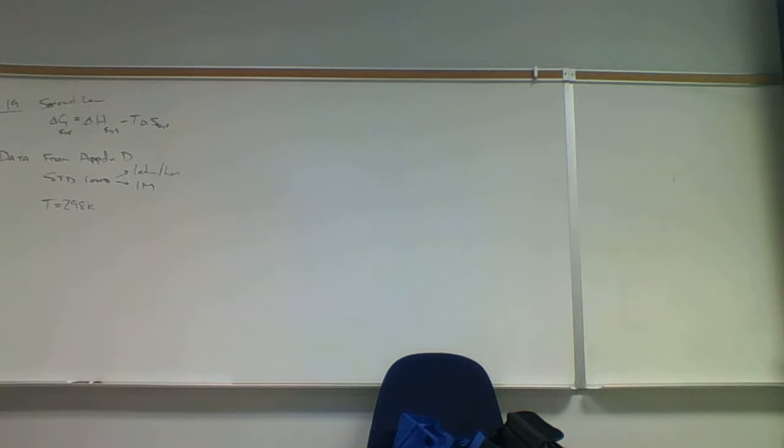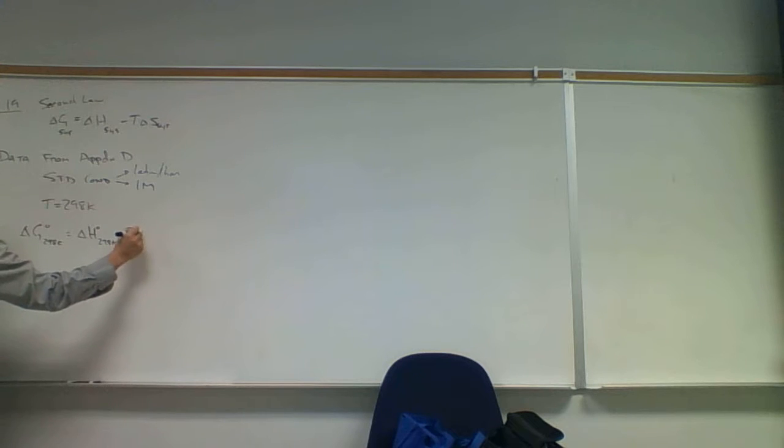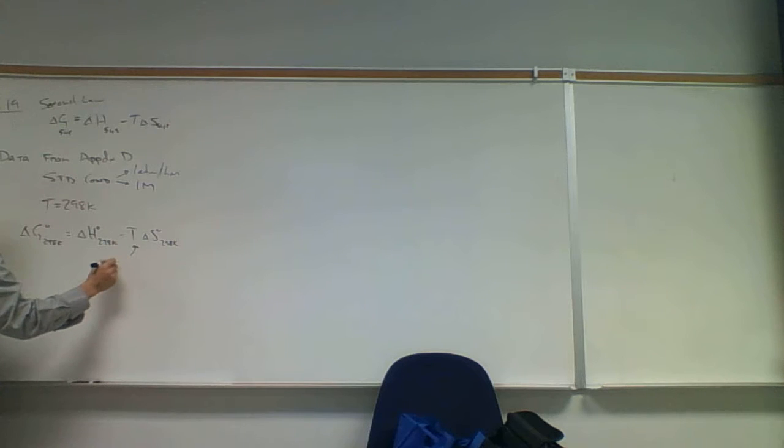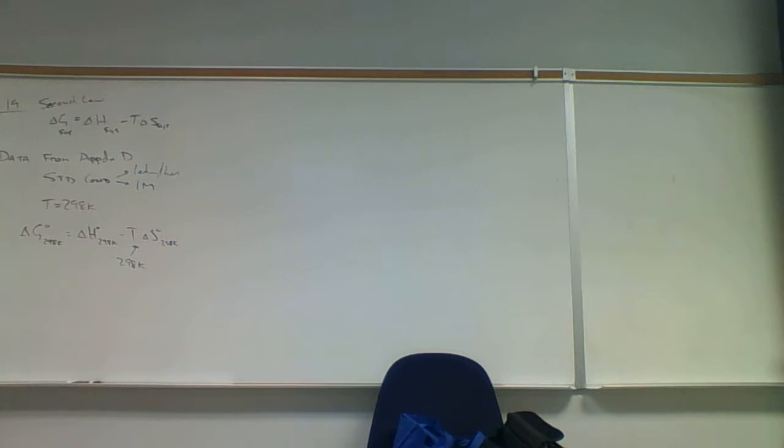All right, so when we do our calculations using appendix D data, we have this delta G naught, under standard conditions at 298 Kelvin, equal to delta H naught at 298 Kelvin minus T delta S naught at 298 Kelvin. Well, if the temperature is 298 Kelvin, then we know what T is. T's got to be 298 Kelvin, right? And so here we can calculate things under standard conditions, that is 1 atmosphere, 1 molar, and 298 Kelvin.